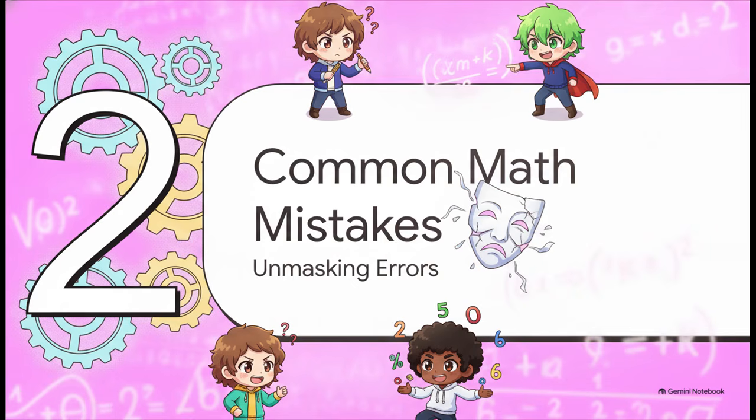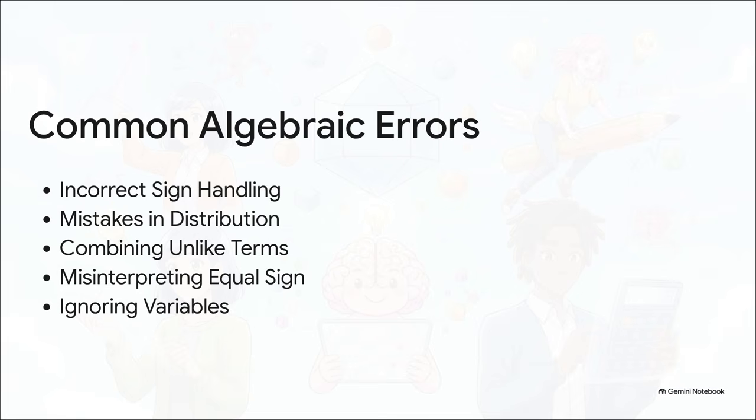Moving on to Section 2, Unmasking Common Math Mistakes. Now, what's genuinely fascinating here is that these aren't just careless slip-ups. They are actually fundamental misunderstandings of algebraic language itself. Take moving terms across the equal sign without changing their sign, for example. That shows a real misunderstanding of what is actually happening mechanically. Or think about misinterpreting the equal sign as merely an operator. Treating it like a prompt that just says, write the answer here, rather than seeing it as a symbol indicating a perfect balance between two sides.